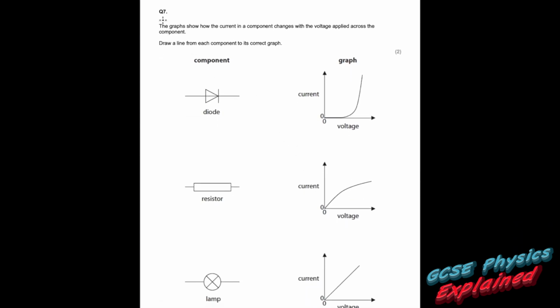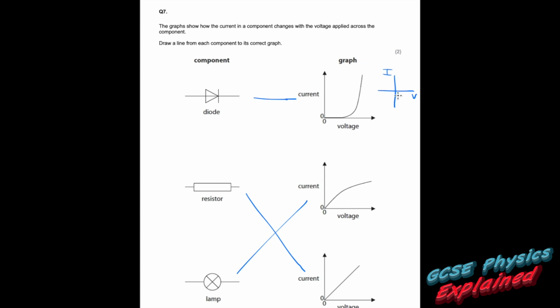Right, question 7. The graphs show how the current in a component changes with the voltage across the component. Draw a line from each component to its correct graph. Right, the diode, yeah, that's that one. The resistor, fixed resistor, that's going to be this one here. And the lamp goes up like an S shape. So you've got to know what the current voltage graphs look like.